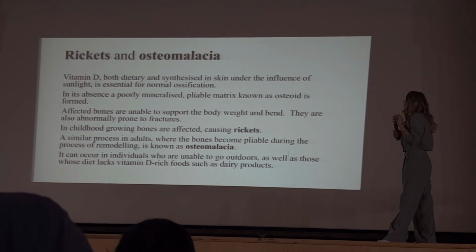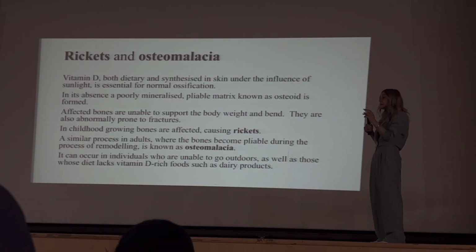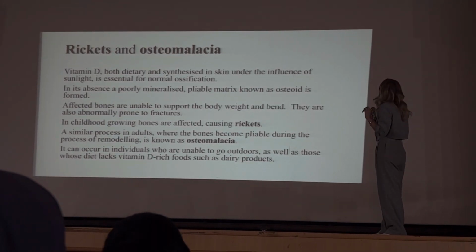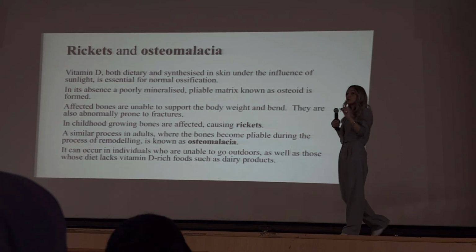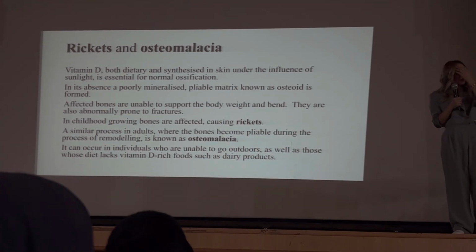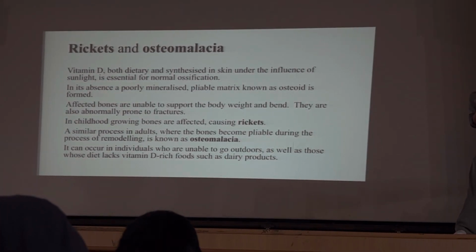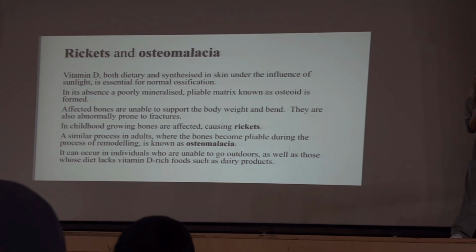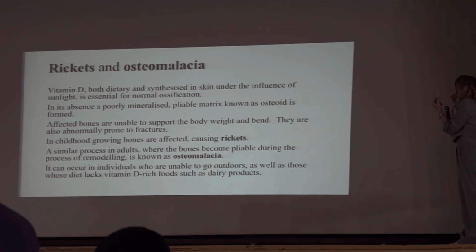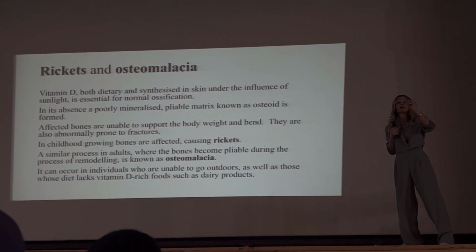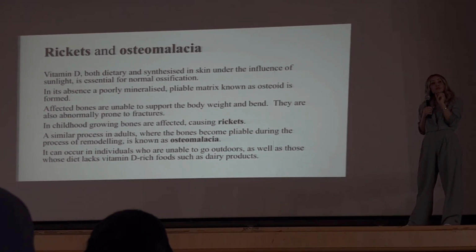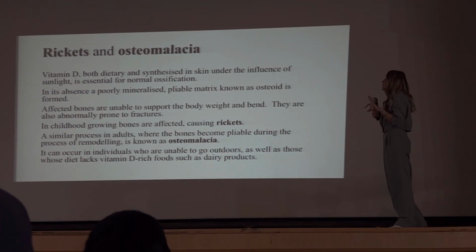What will happen? In the absence of vitamin D, we get poorly mineralized, pliable matrix known as osteoid. It will be very friable. They are poorly mineralized matrix. It's called osteoid. Affected bones are unable to support the body.